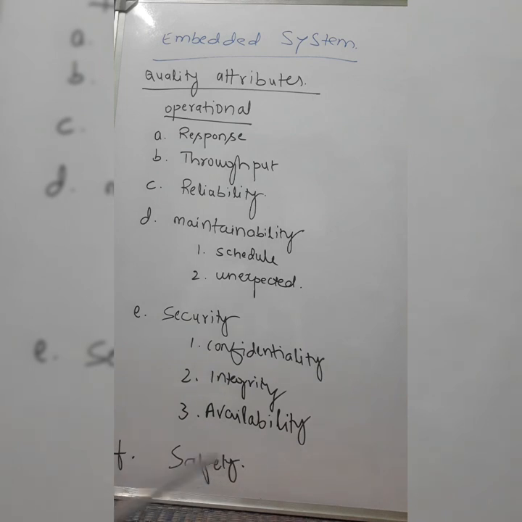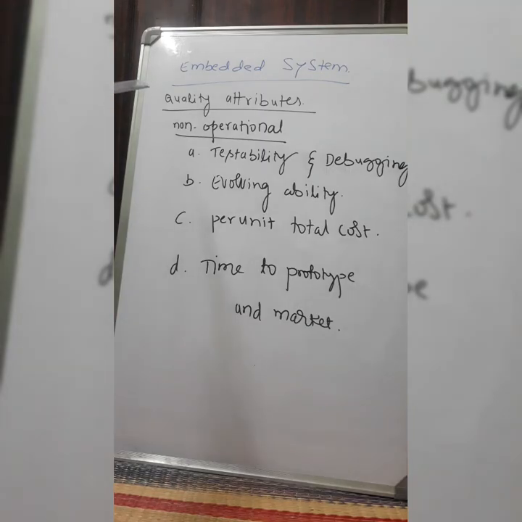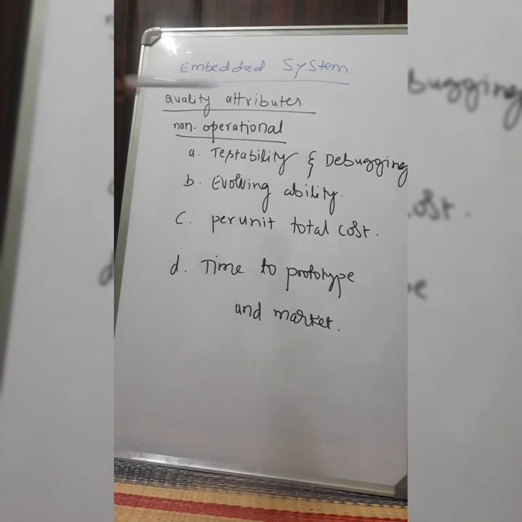Then finally the safety. Safety is the avoiding of a damage or the accident that might occur to the embedded system. So these are all the quality attributes of an embedded system when it is in the working condition or when it is operative. We shall see the quality attributes when the embedded system is non-operational.